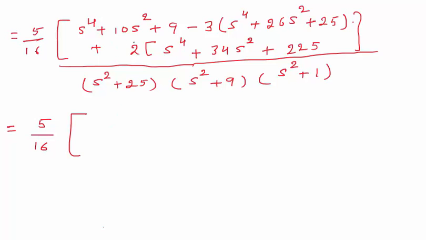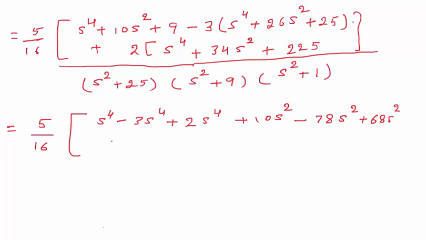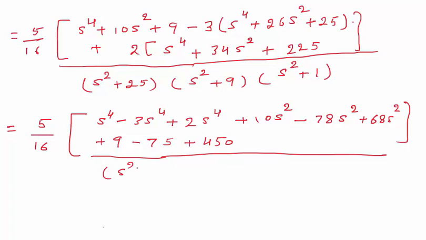5 upon 16 times. Now we collect all s power 4 terms. So here I have s power 4 minus 3 times s power 4 plus 2 times s power 4. Then I collect all the square terms. So I have 10 s square minus 3 6s are 18, 3 26s are 78, so 78 s square, and plus I have 68 s square, and lastly I will take all the constant terms. So it is plus 9 minus 75 plus 450, and my denominator will be s square plus 25, s square plus 9, s square plus 1.